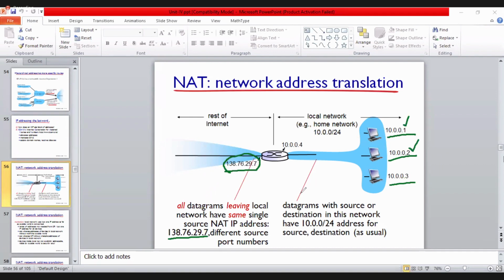Here all the datagrams with the source or destination in this network have the 10.0.0.24 address for source as well as for destination, as usual. You can look here: the 24 indicates the number of bits allotted for subnetting. Out of 32, 24 bits are allotted for subnetting. Here we are going to use the concept of network address translation. This network address translation is used to convert the address of the local area network into a different IP address.